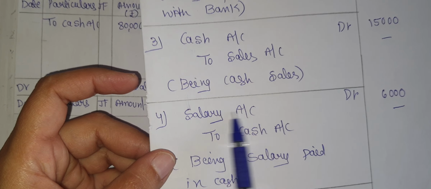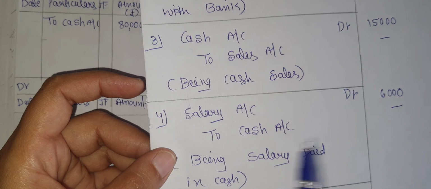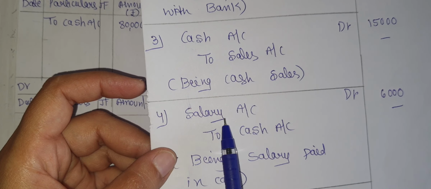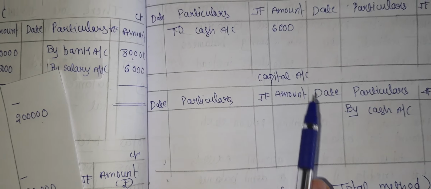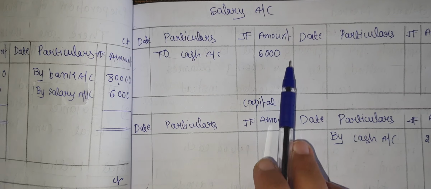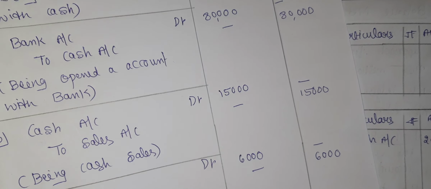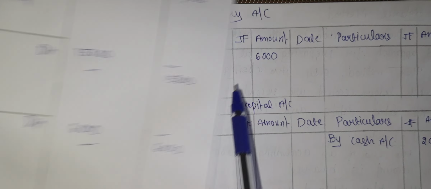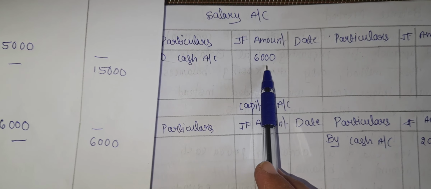The next one is the salary account. The next transaction is salary paid. So we have to open the salary account. Here we have opened the salary account. Here, salary account to cash account 6,000. Salary account is debited, so go to the debit side of the salary account. Write down the opposite entry of salary account, that is to cash account, that is rupees 6,000.